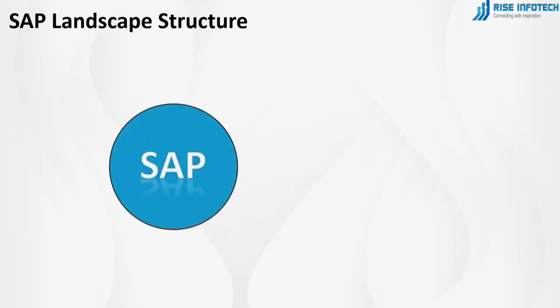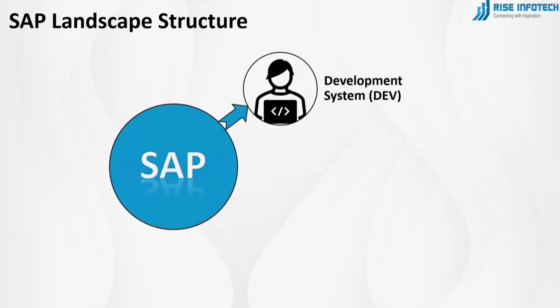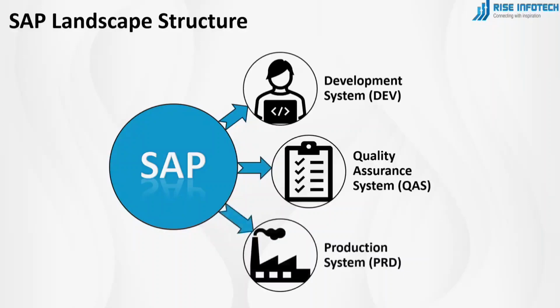Coming to the SAP landscape structure, SAP mainly consists of a development system, a quality assurance system, and a production system. The development system is controlled by the developers who develop the software system. Quality assurance is where they verify, check, or test the software developed by the developers, and it is also useful for the end user. In the production system is where we play a role, as consultants who customize and configure everything.